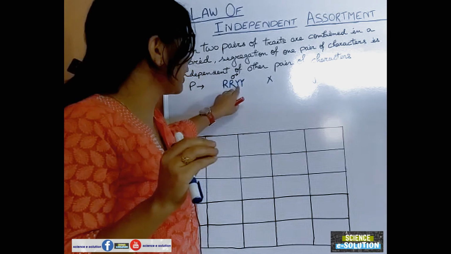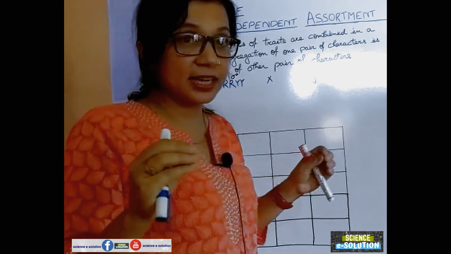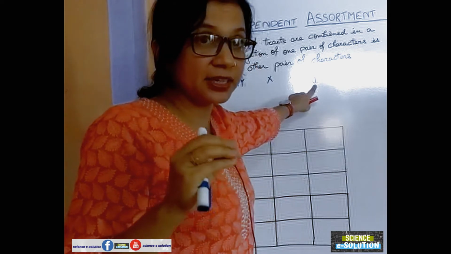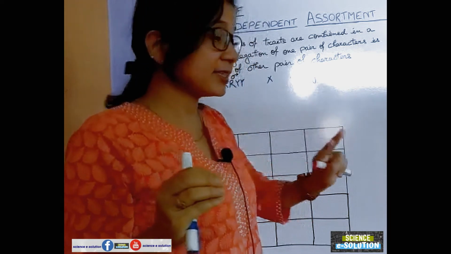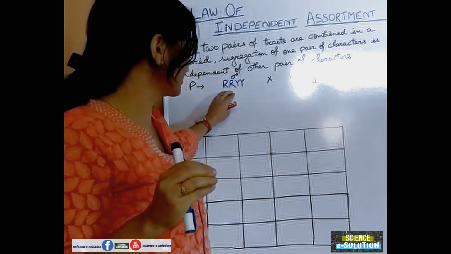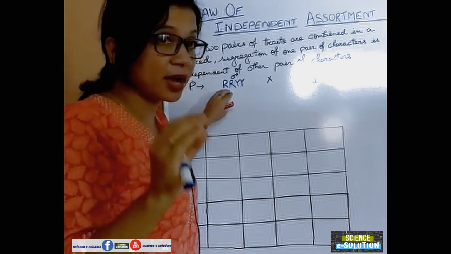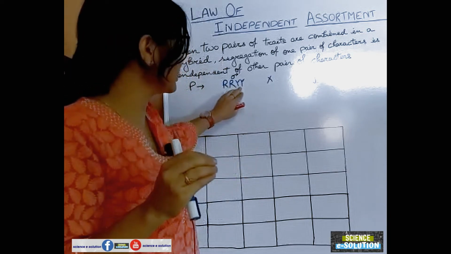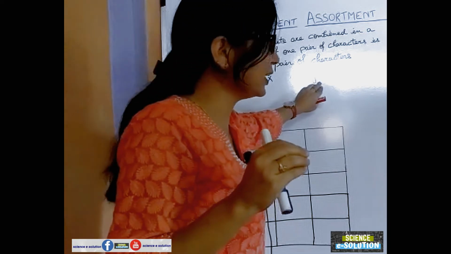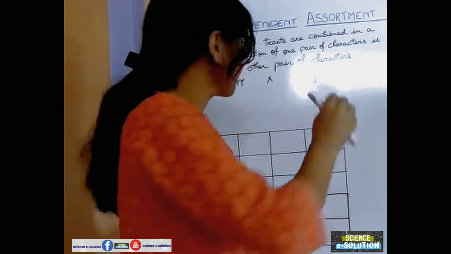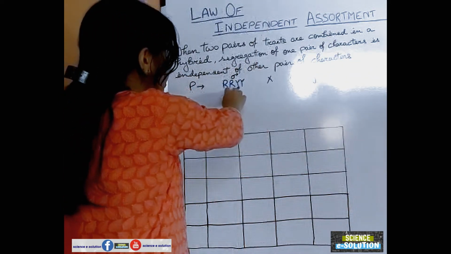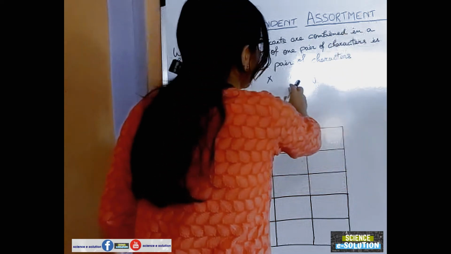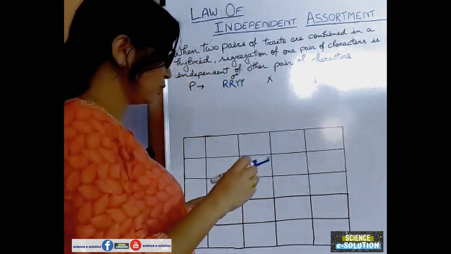And the second character is the color of the seeds. Capital Y, that is yellow seed color, is dominant over green. Small y represents green color. So there are two characters in this dihybrid cross. The first one is the shape of the seed, round is dominant, wrinkled is recessive. The second one is the color of the seed, yellow is dominant over green, and green is recessive. So we are crossing a pure round yellow seed with a pure recessive seed, that is wrinkled green seed.